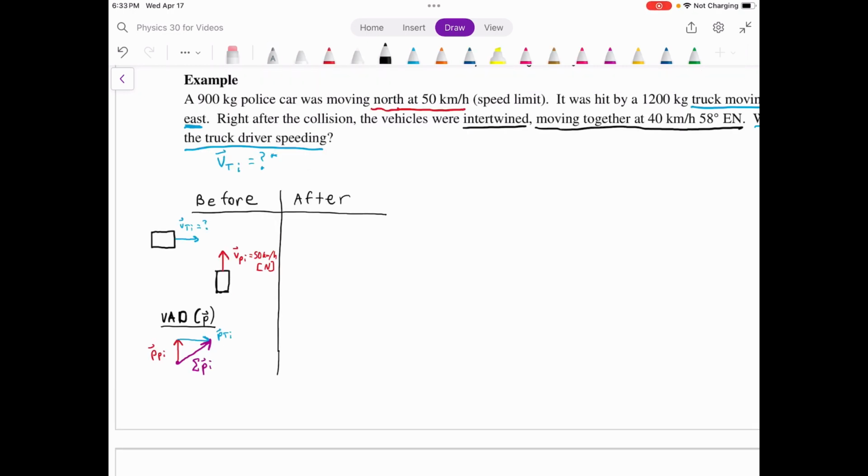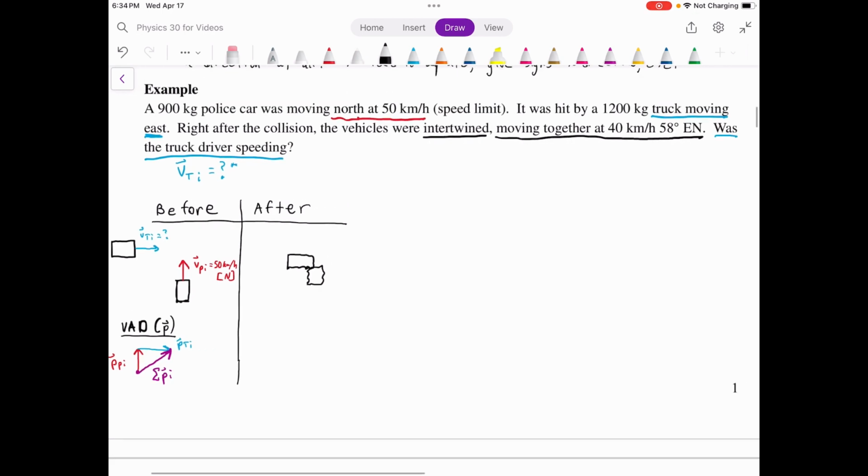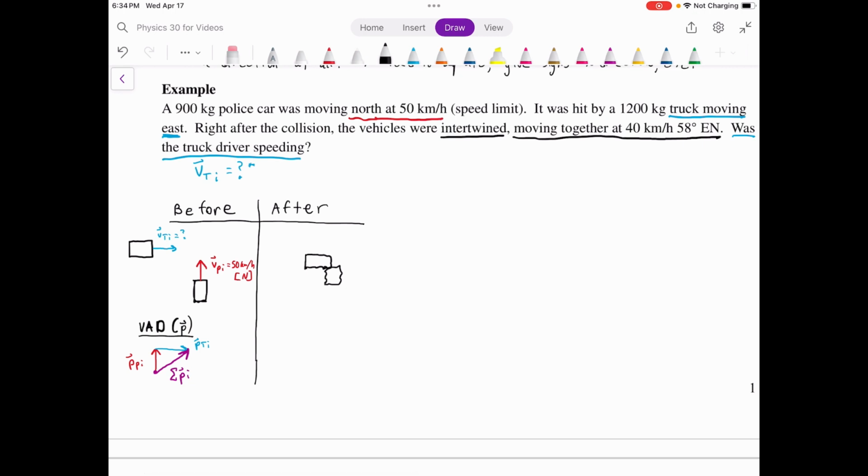Okay, so now after, it tells us the two vehicles are intertwined, so they're kind of stuck together as one object. Something like that, right? Moving together at 40 kilometers per hour, 58 degrees east of north. So before we do anything there, our first step is to figure out, well, what the heck is 58 degrees east of north, right? What does that mean again? Because then we can't really draw it until we know what it's saying. So it's saying that their velocity is pointed 58 degrees east of north.